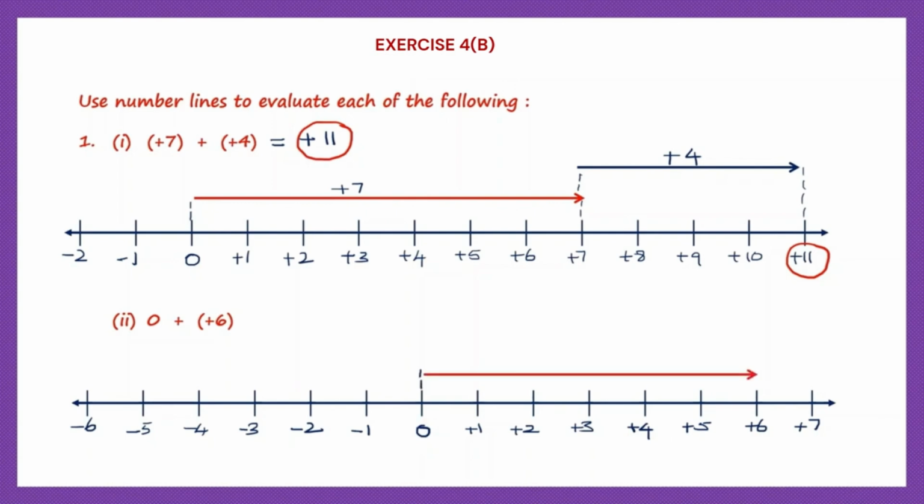Here we have reached 6. So what have we done? We have added 6 and we have reached this answer, which is also plus 6. Let's write this as our answer here: 0 plus 6 is plus 6. So here also we have done the addition using the number line.